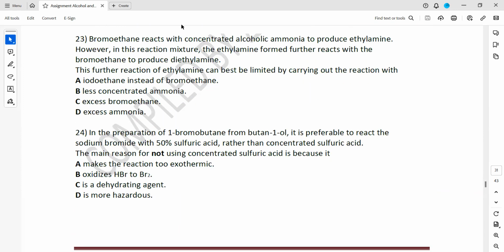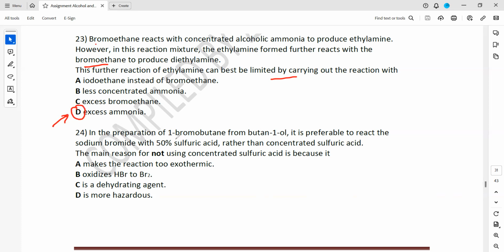In question 23, bromoethane reacts with concentrated alcoholic ammonia to produce ethylamine. However, in this reaction mixture, ethylamine further reacts with bromoethane to produce diethylamine. This further reaction of ethylamine can be best limited by carrying out the reaction with what? How should we do this experiment if we want to minimize the multiple substitutions? We should use excess ammonia, because then the further reaction will be stopped.